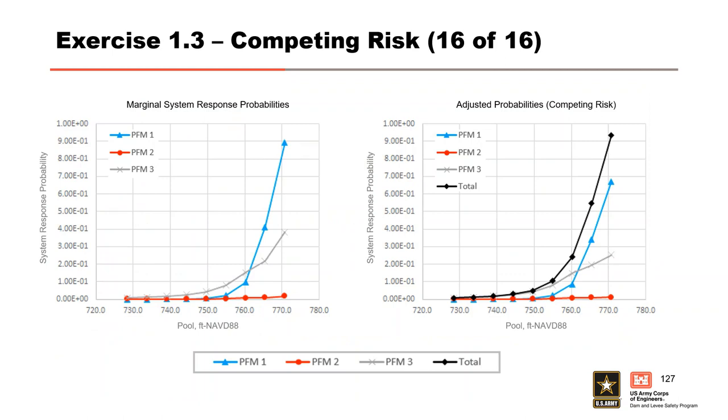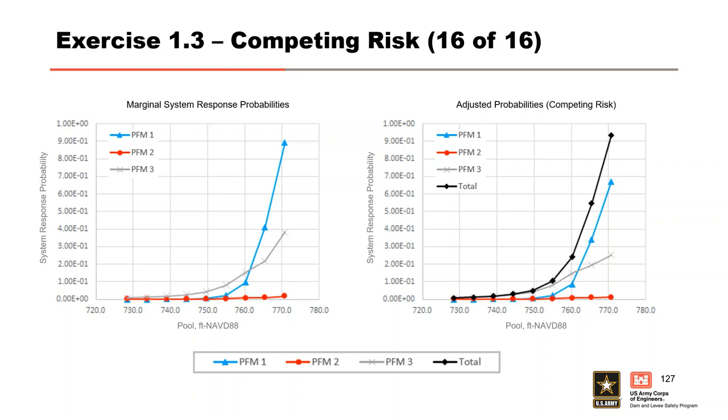Here are the plots of the marginal system response and the adjusted system response using the competing risk model. As with the common cause adjustment, you can see that the probabilities for all three potential failure modes have been reduced. If you compare the results of the competing risk model to the results from the common cause adjustment, you will find that the probability for PFM1 is slightly higher in the competing risk model. You will also find that the probabilities for PFM2 and PFM3 are slightly lower in the competing risk model, but that the calculated total probability is the same.